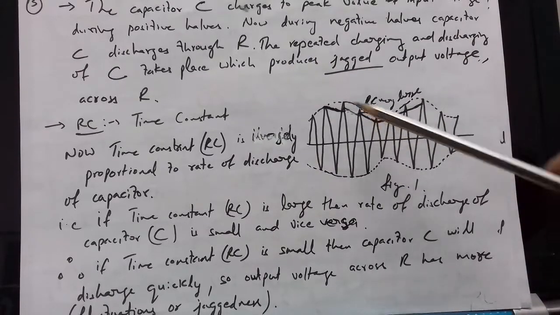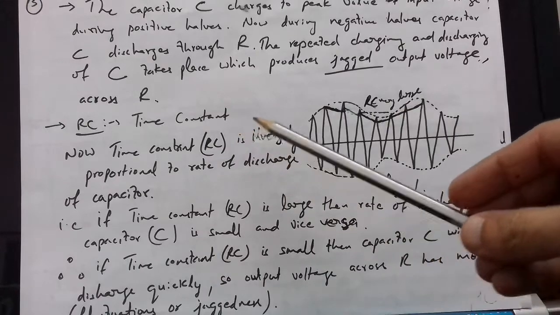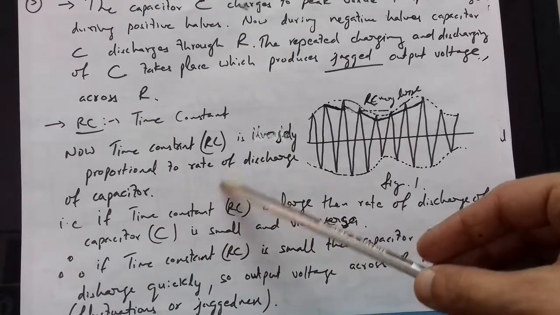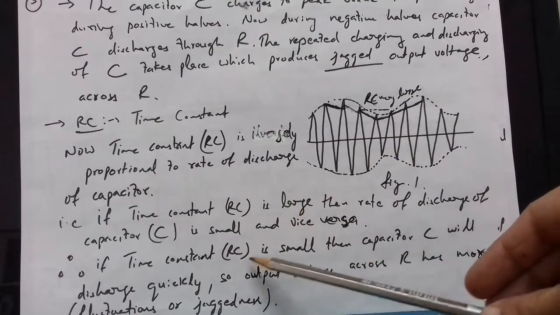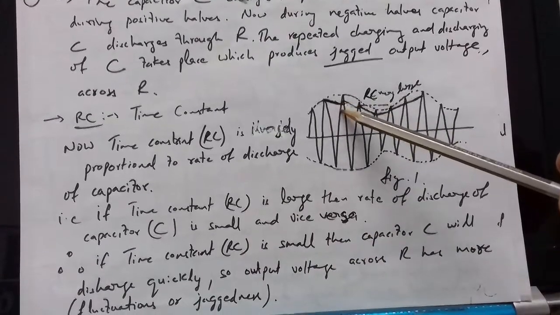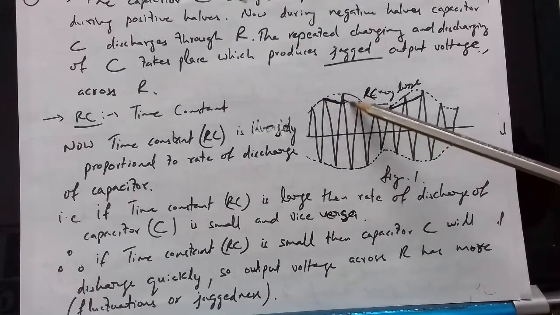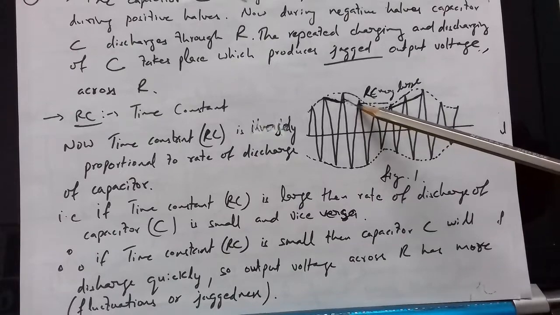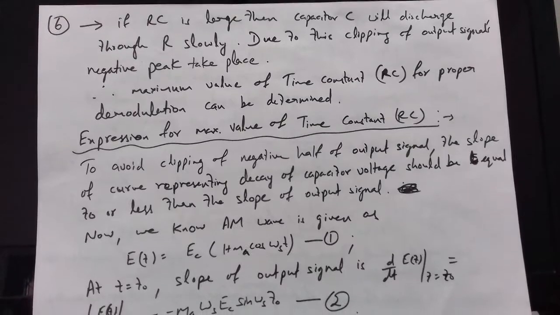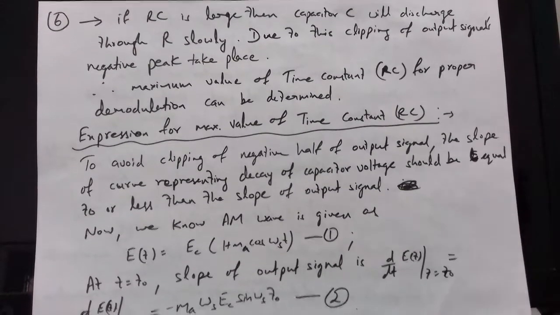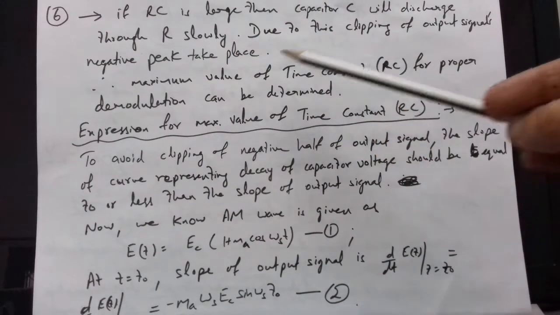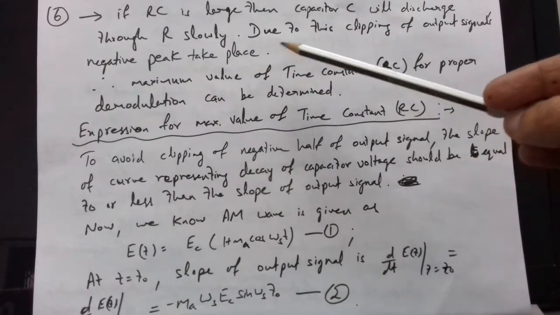Also, if the time constant RC is large, then the rate of discharge of the capacitor will be small, and vice versa. If the time constant is small, then the rate of discharge will be large, and in that case this fluctuation will be more. That means the capacitor will charge and discharge quickly. Now if the time constant is large, then capacitor C will discharge through R slowly, and due to this, clipping of the negative peak of the output signal takes place.